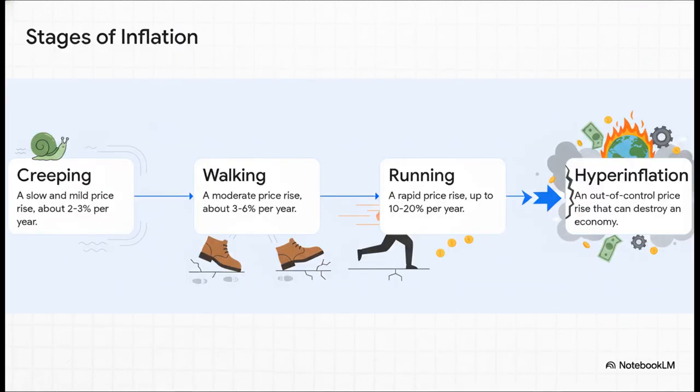And inflation doesn't just show up overnight. It kind of builds in stages. It can start as a slow, manageable, creeping inflation. Then it might pick up to a walking pace. And then a running pace, which is when you start to worry, and if it gets totally out of control, you hit hyperinflation, a stage that can literally destroy economies.